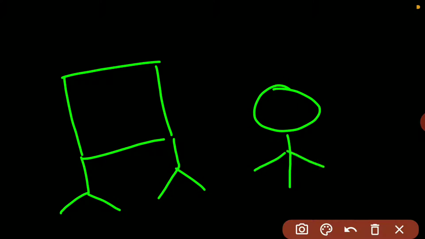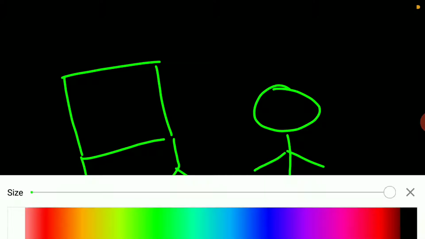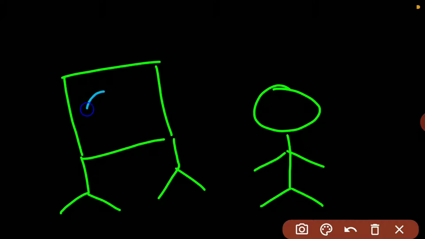Suppose you are standing in front of a mirror. What happens is you can see your image, slightly bluish, around here in the mirror. So how is this image formed?